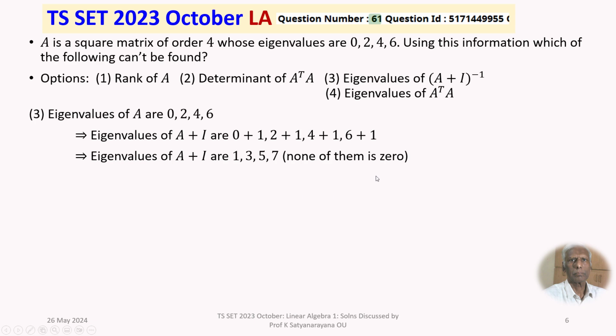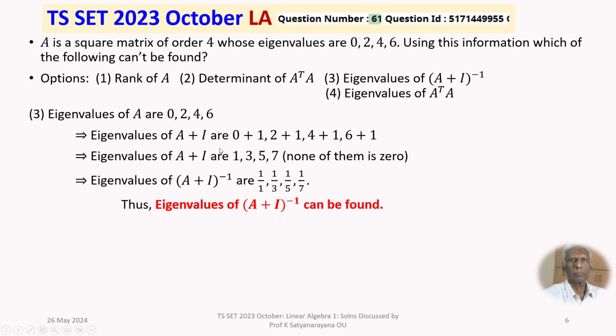Why? A matrix A is singular if and only if one of its eigenvalues is 0. So none of them is 0. Therefore, A plus I is non-singular. Therefore, its inverse exists, and the eigenvalues of (A plus I) inverse exist. If lambda is an eigenvalue of A, then 1 by lambda is an eigenvalue of A inverse. Therefore, the eigenvalues of (A plus I) inverse are 1 by 1, 1 by 3, 1 by 5, 1 by 7. So thus the eigenvalues of (A plus I) inverse can be found.